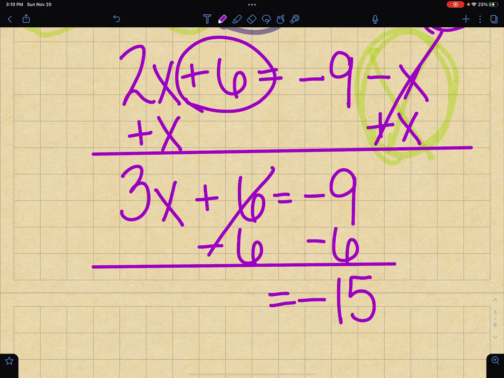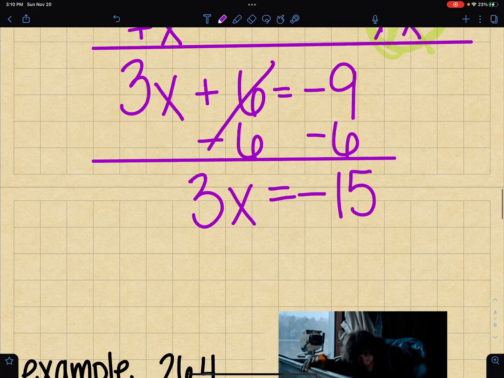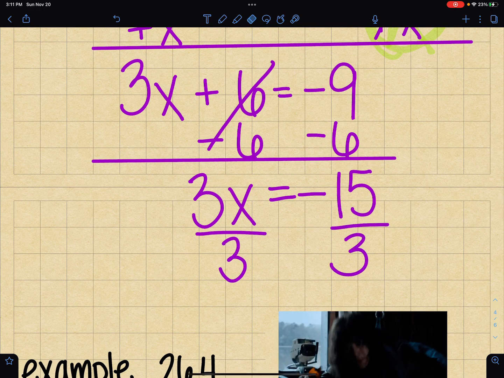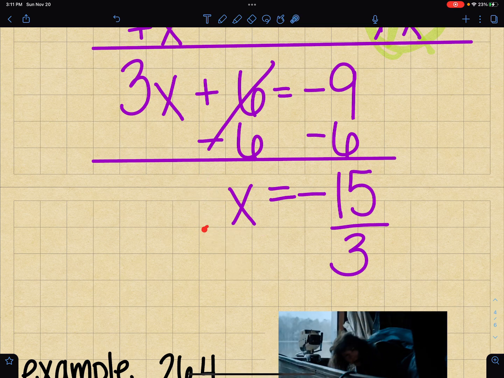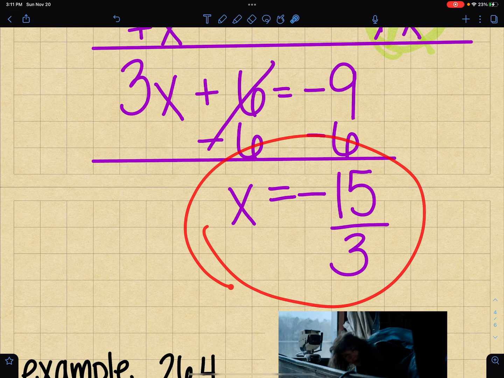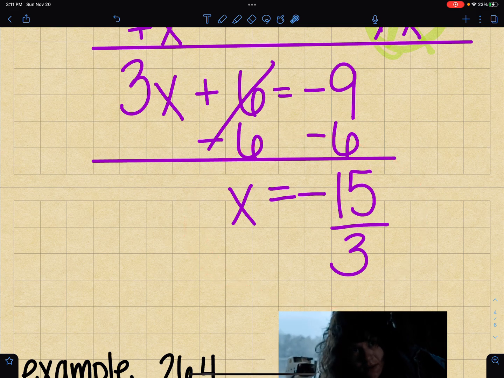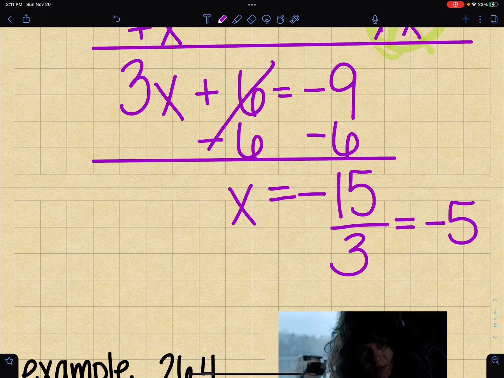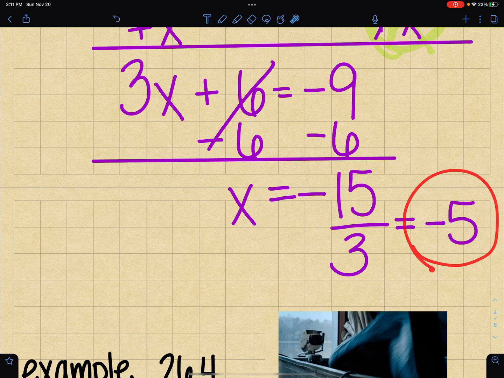Okay, and since those canceled out, I just have 3x over here. Last step. Let's isolate that variable. Okay, and these 3's cancel out. So then I'm left with x is equal to negative 15 over 3. But you can simplify that because 15 actually can divide by 3 and you get negative 5. So now x is equal to negative 5.